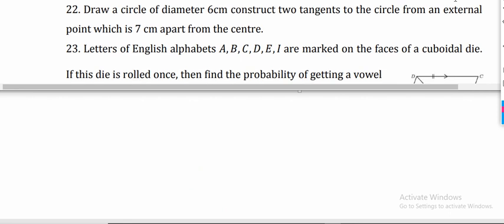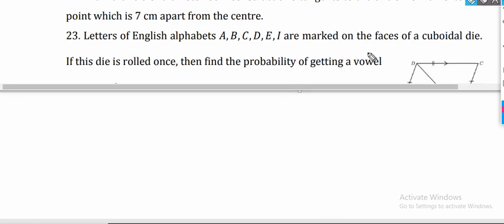Letters of English alphabets A, B, C, D, E, I are marked on the faces of a cuboidal die. If the die is rolled once, then find the probability of getting a vowel. So for getting the vowel, we have to find out the probability. You observe, probability problems are very easy. You memorize this formula: P of E, the probability of an event, is equal to the number of outcomes in the event divided by the number of outcomes in the sample space.